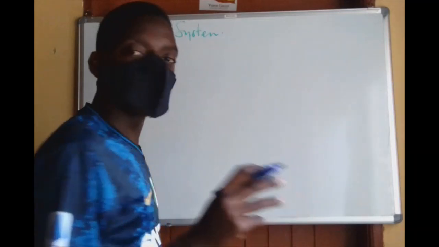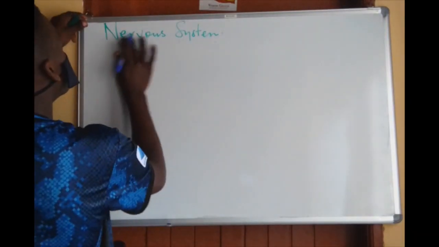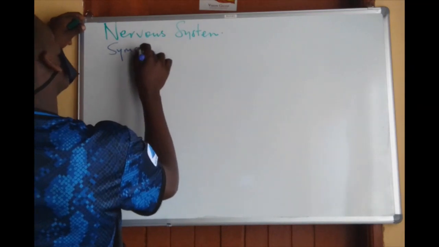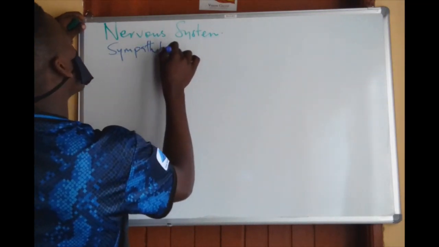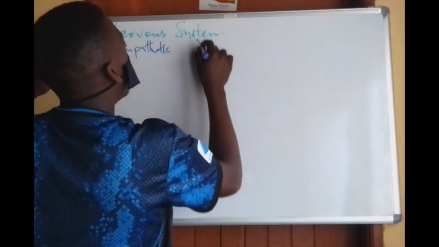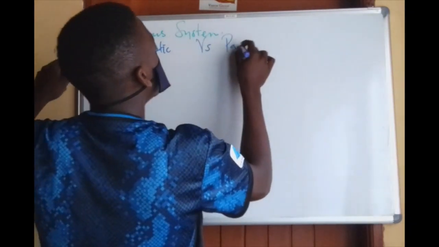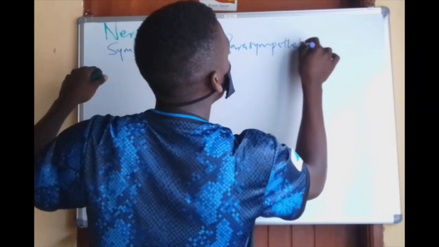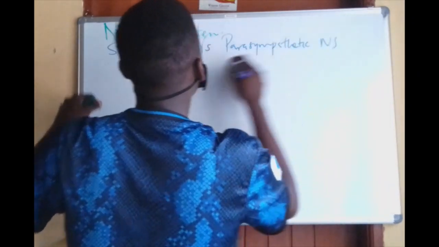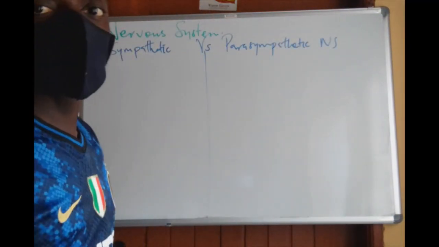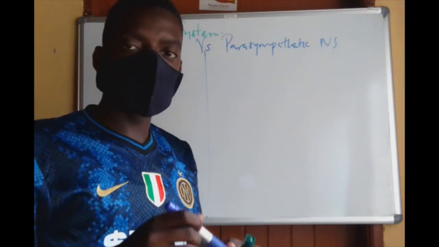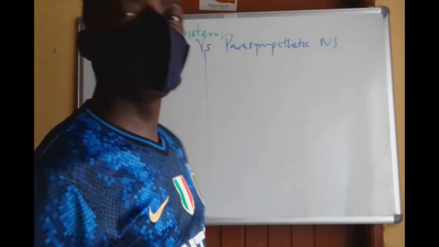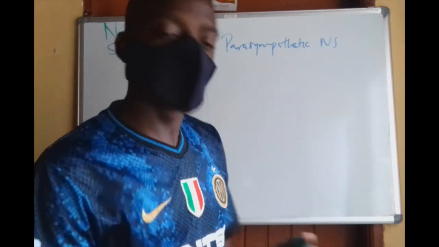Anyway, we are going to talk about the differences between the sympathetic nervous system and the parasympathetic nervous system. If I can write here, what is that difference? First and foremost, you need to learn how the autonomic nervous system is behaving.